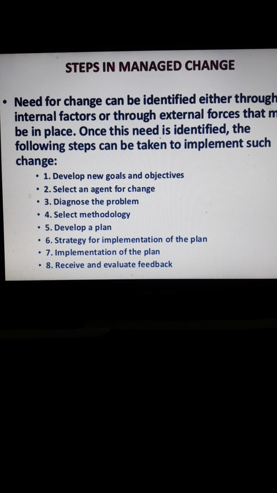Develop a plan. So what are your plans? Next, strategy for implementation of the plan. So you have your own different strategy. So may mga approach ka, implementation of the plan, and then receive and evaluate feedback. This is very important. So of all that plan, kasi you have to present this one to the employees and you have to receive feedback coming from them.